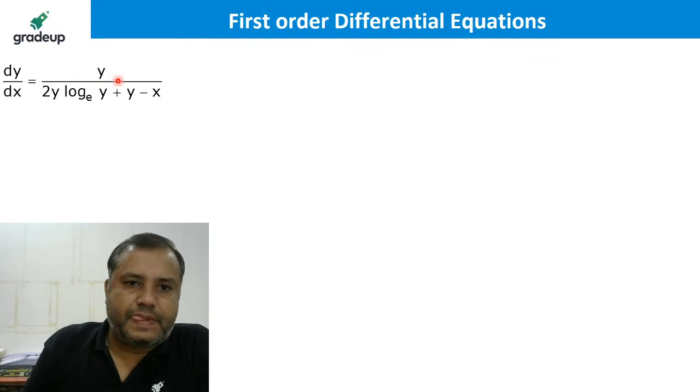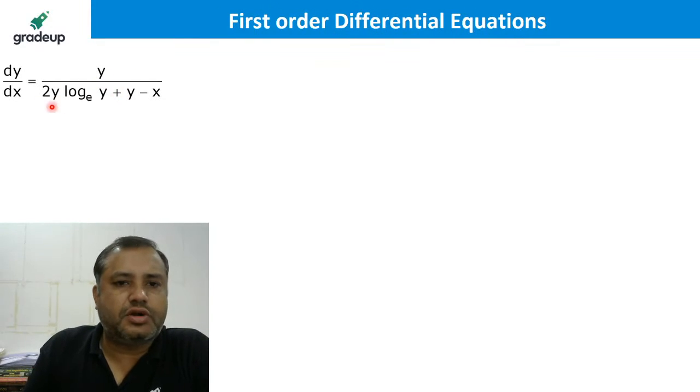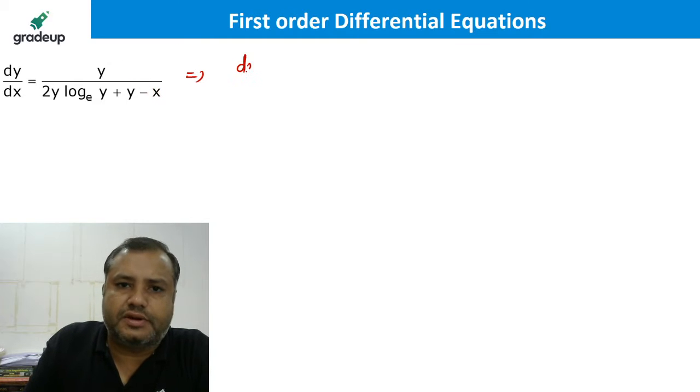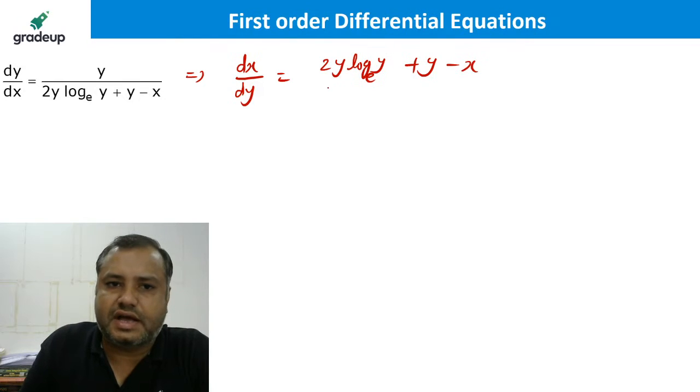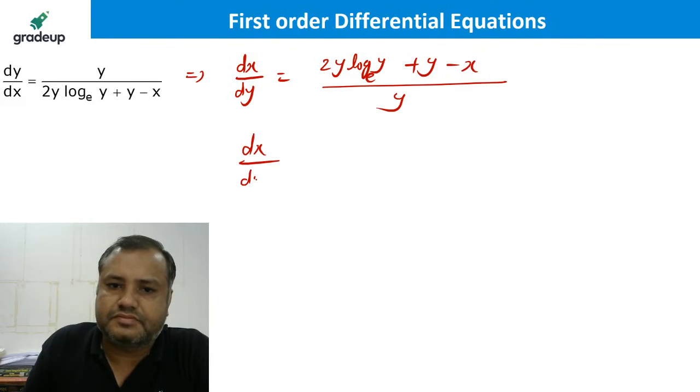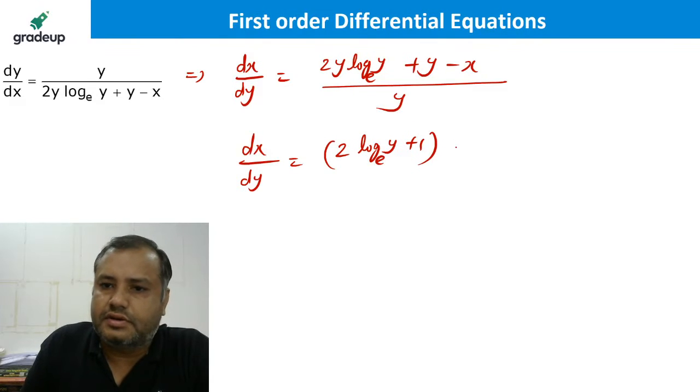See this term. Here number of terms in the denominator is more and number of terms in numerator is less. So you have to take the reciprocal. So twice y log y plus y minus x upon y. Now you can separate the terms. So 2 log y plus 1 minus x by y. So this is type B.